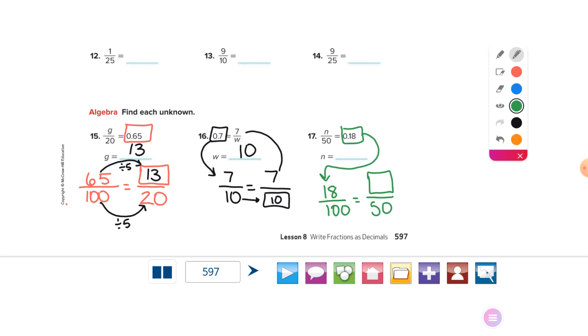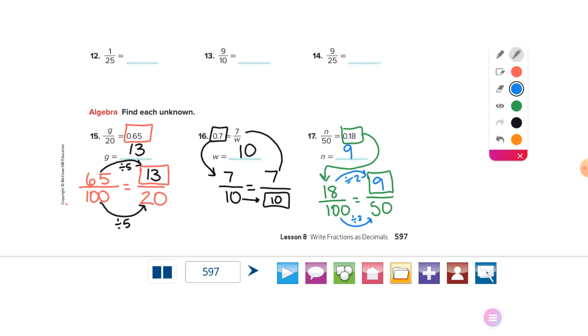Who thinks they know? How do we get from 100 to 50? Hutley? You do divided by 2. Good job. Divided by 2. So if I divide by 2 on the bottom, what do I have to do on the top? Divide by 2. And again, these are the challenge ones, but I hope that you understand where these numbers are coming from. What's 18 divided by 2? Fisher? 9. So the value of n that they are looking for is 9.